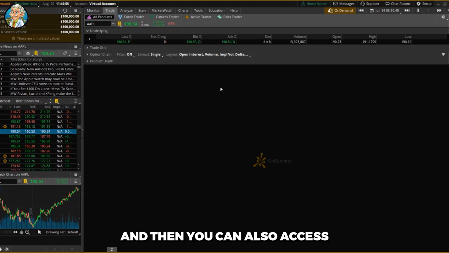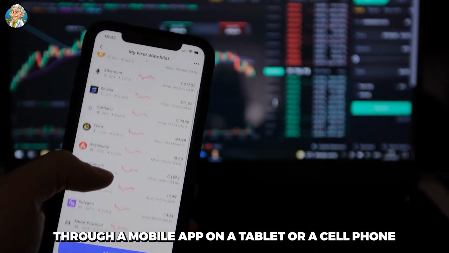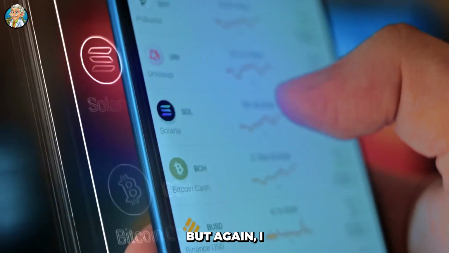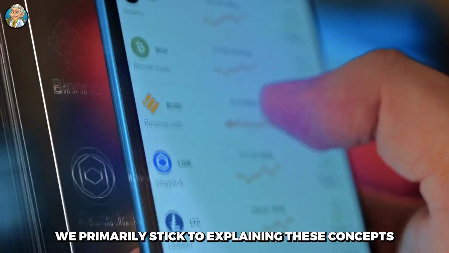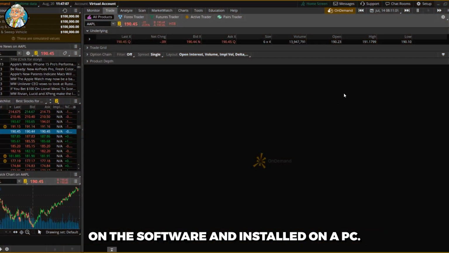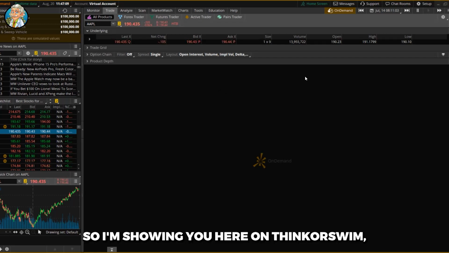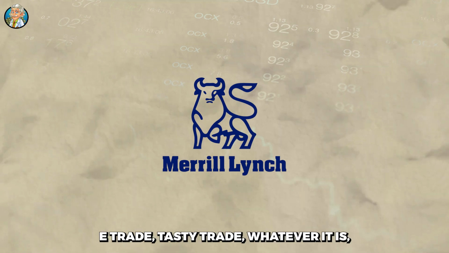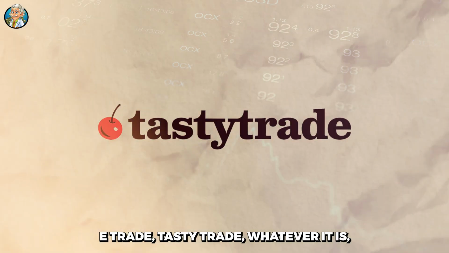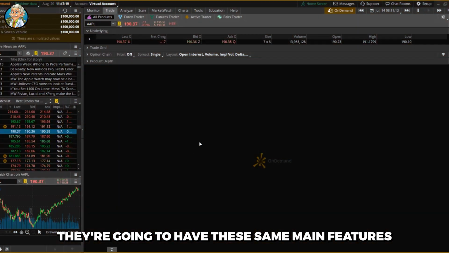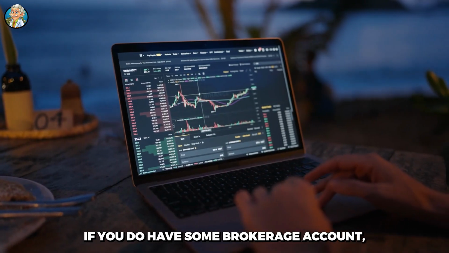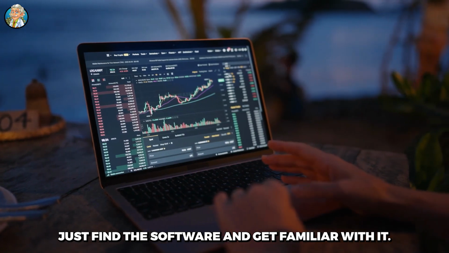And then you can also access your brokerage account through a mobile app on a tablet or a cell phone to do your trading there as well. But again, we primarily stick to explaining these concepts on the software installed on a PC. So I'm showing you here on Thinkorswim, whether you have Robinhood or Merrill Lynch, E-Trade, Tasty Trade, whatever it is, they're going to have these same main features that you can look for. So at the end of this, if you do have some brokerage account, just find the software and get familiar with it.